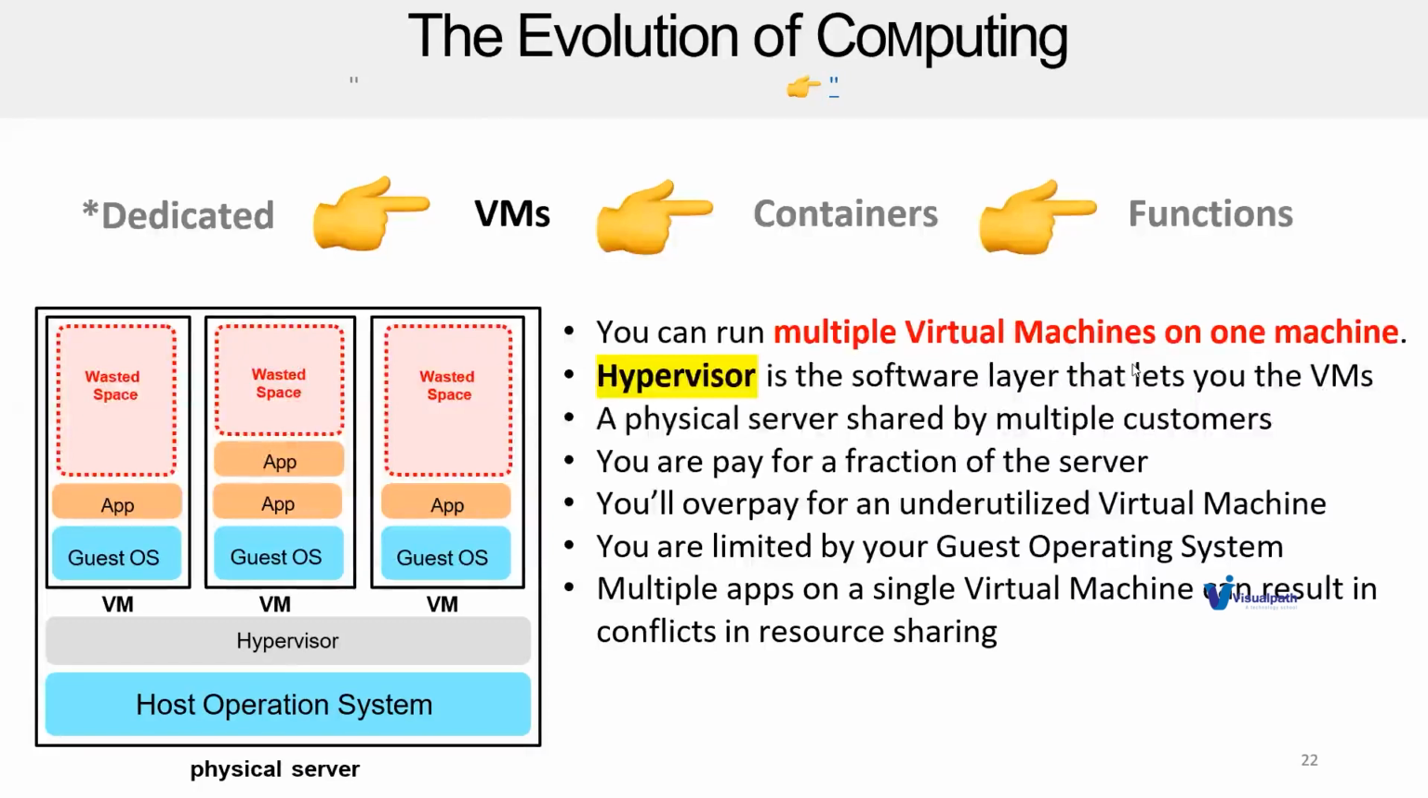See here, what I have told you. A physical server shared by multiple customers. You pay for a fraction of the server. You are limited by your guest operating system. Multiple apps on a single virtual machine can result in conflicts in resource sharing. Basically, this is the problem with respect to virtual machines.